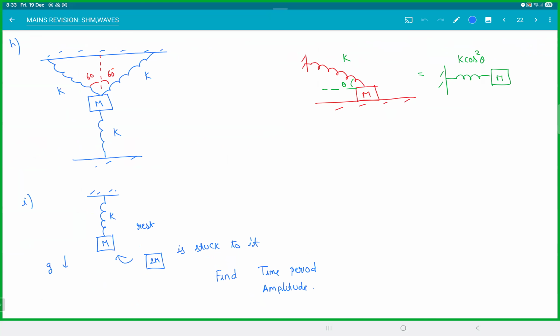So let's get these two. What happens if the springs are at an angle? If you remember, that was a result when the springs are at an angle. A spring at an angle can be treated as a spring of k cos squared theta for small changes. Let's get these two.